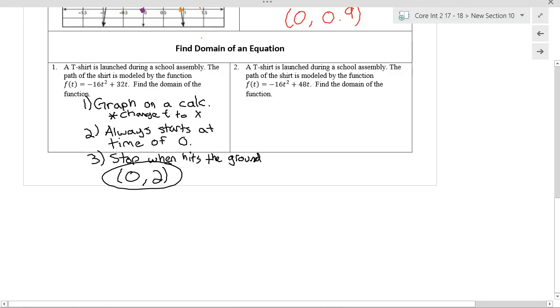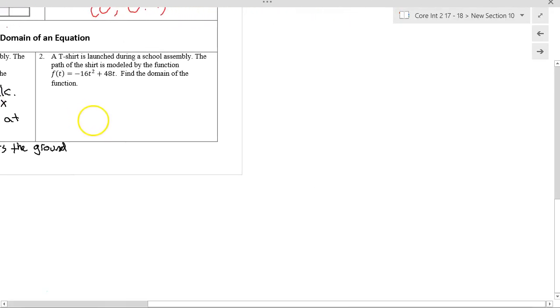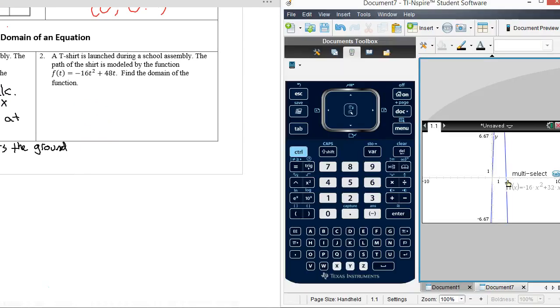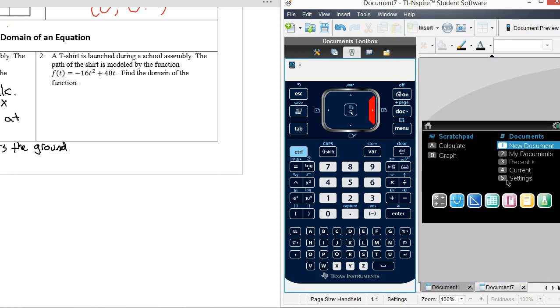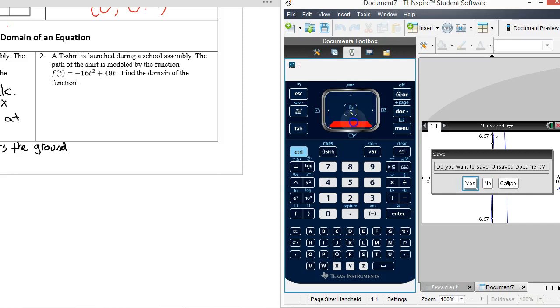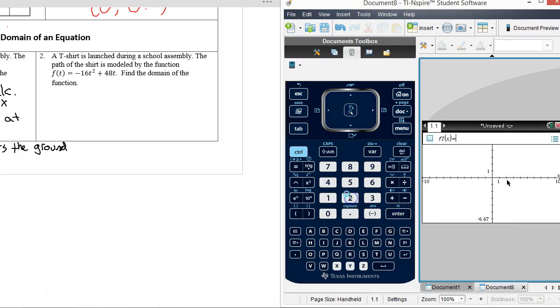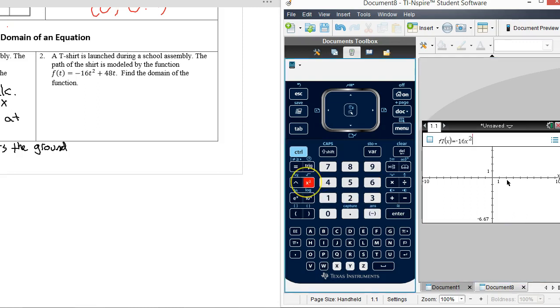Let's look at number 2. A T-shirt is launched during a school assembly. Again, the path of the shirt is modeled by the function f of t equals -16t squared plus 48t. Find the domain of the function. So again, I'm going to open a new document. Not going to save. And I'm going to add a graph. So I have -16, again, x, not t, squared plus 48x. Hit enter. Again, this shirt goes up and then comes landing back down.